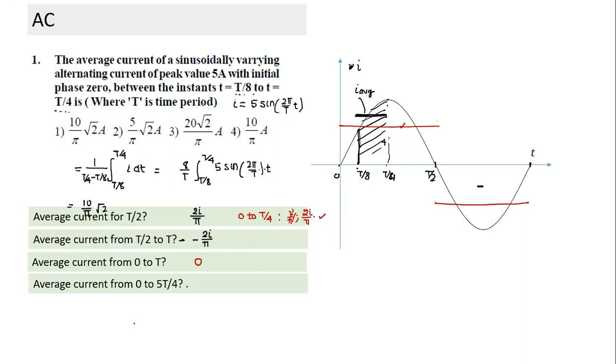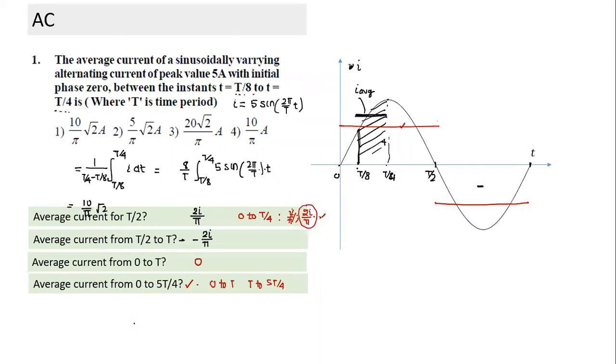Now, you can always do integration, but can you tell me what the average current from 0 to 5T by 4 will be? Without integration, can someone tell me? 2I by pi. See, here also I can divide it into two intervals: 0 to T and T to 5T by 4. What would this value be? Will it be related to this value somehow?